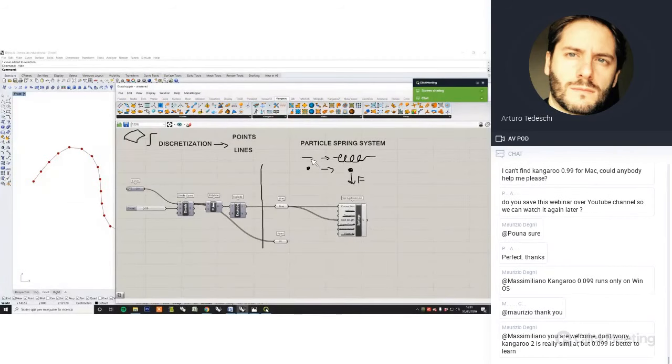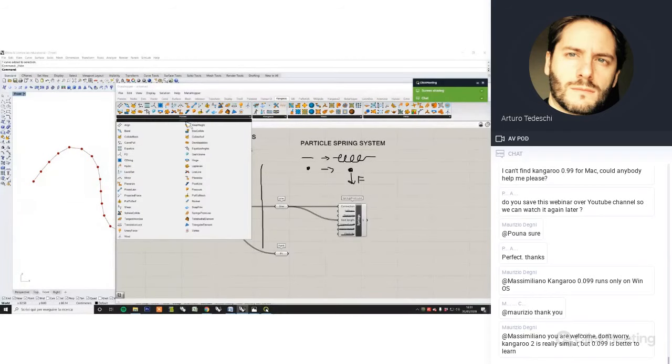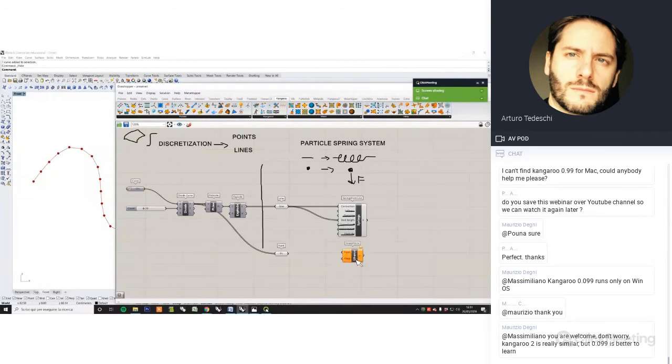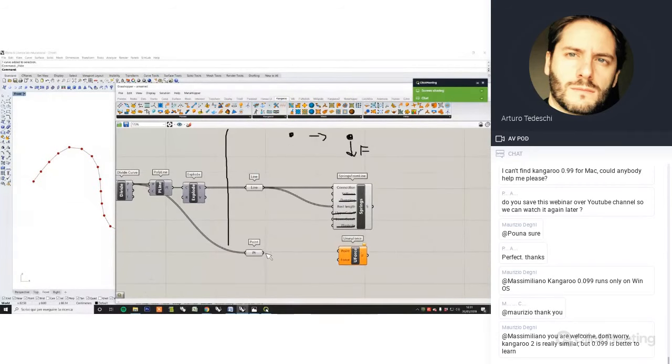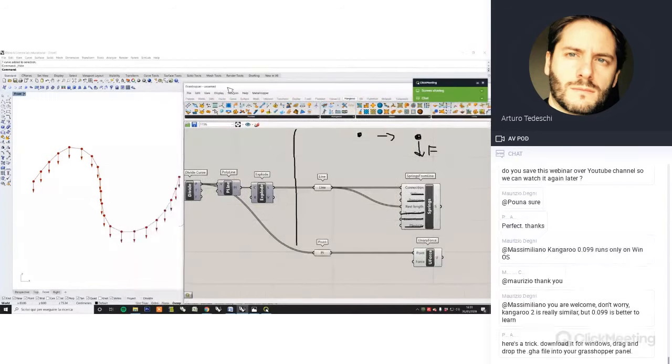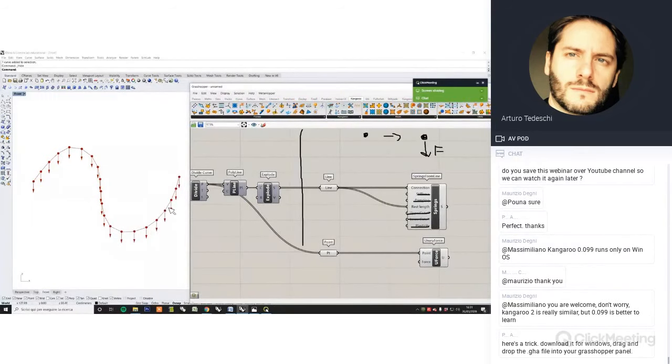Basically, now we have the conversion from line to springs. In order to define particles, we can go in forces once again. You can find this component called unary force. We can apply, for example, a set of forces at each point like this.